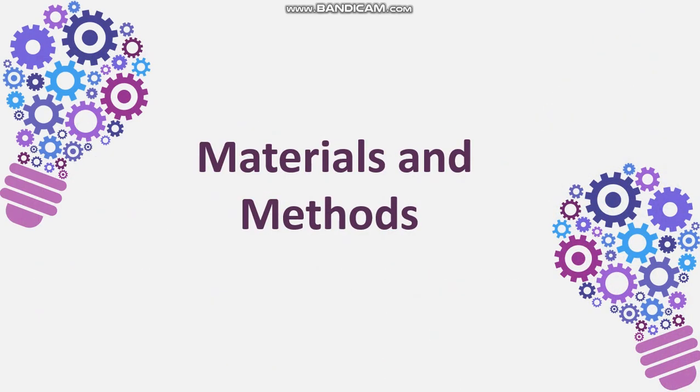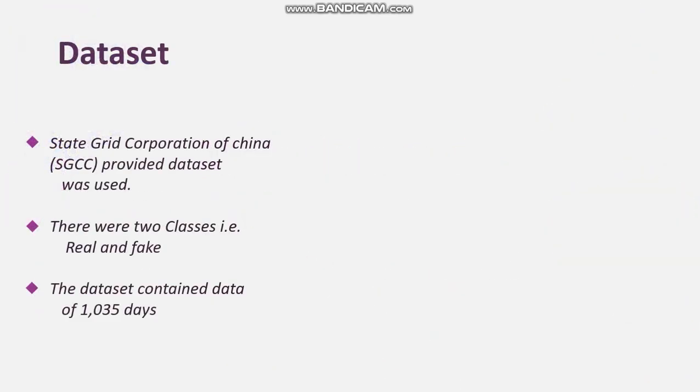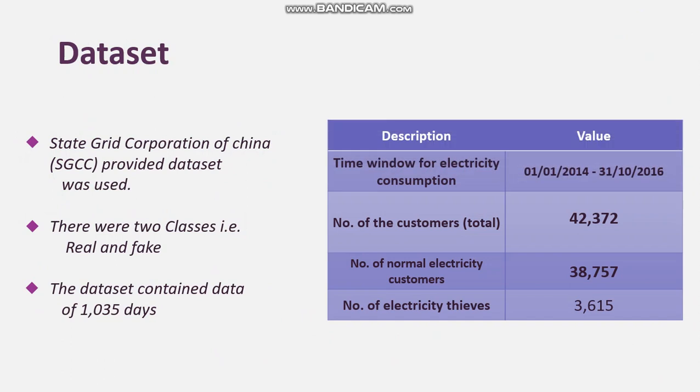Coming to the materials and methods. First, I will tell you about my dataset. The dataset was provided by State Grid Corporation of China. There were two classes, real and fake. The total number of customers was 42,372. The number of normal electricity customers was 38,757 and the number of electricity thieves was 3,615. The data was recorded between 1st January 2014 and 31st October 2016.